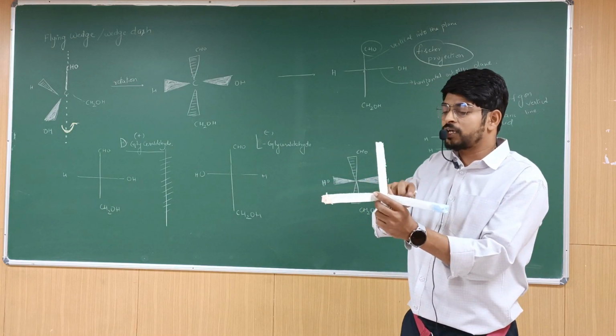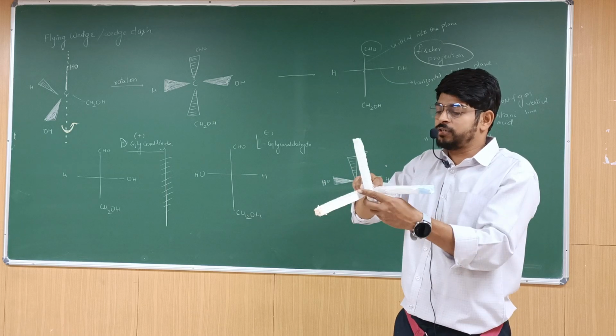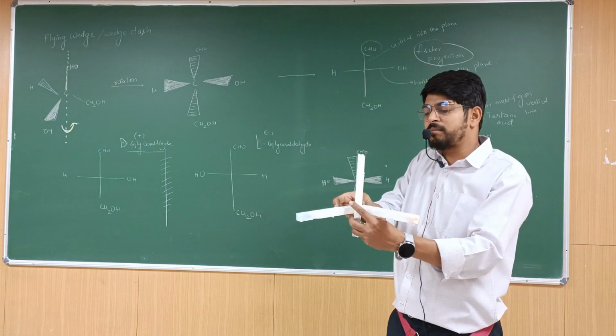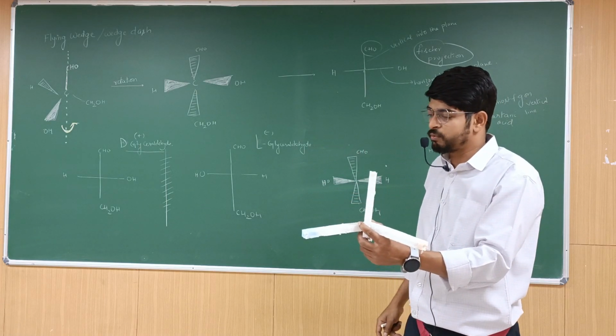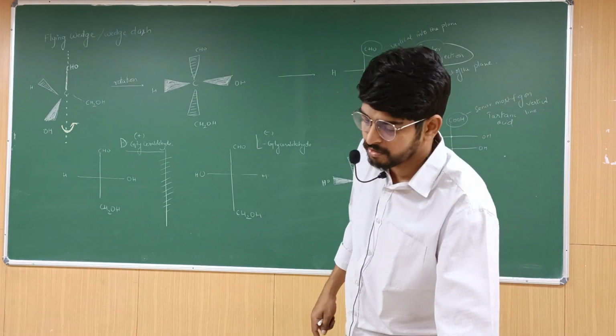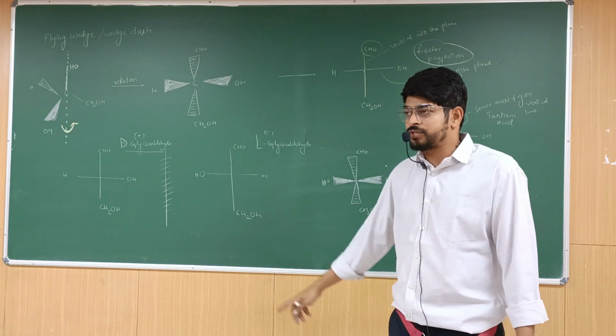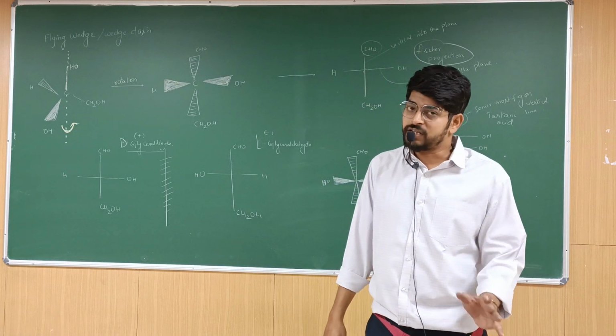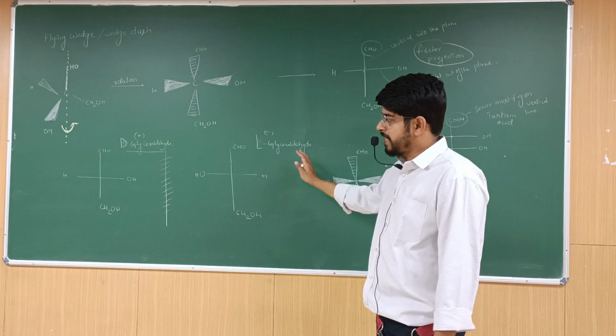If you really want to convert one to another, you can't do it by any rotation. You have to break the connection and remake the connection. Only then can you make one into another. Since all four groups are different, the first molecule is not superimposable on the second molecule and they are mirror images of each other. This falls under the category of enantiomers. So one is D, one is L.